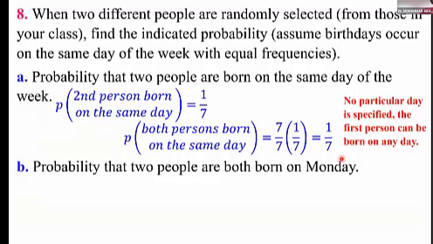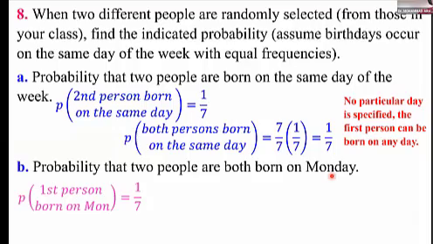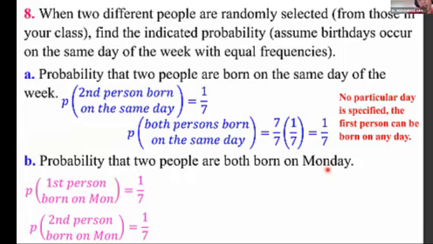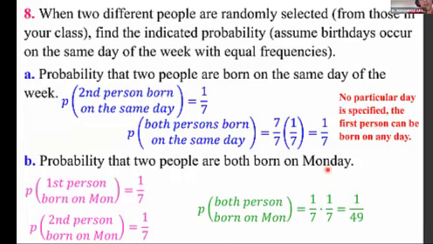However, if we want them both to be born on a specific day, Monday, Tuesday, Wednesday, you name it. Now, each one of them has a 1 out of 7 chance to be born on that day. So the first person as well as the second person. So when we multiply them, we get 1 out of 49. Of course, understand we are assuming independence. So again, this one, same day, this one on a specific day. And that makes a huge difference.